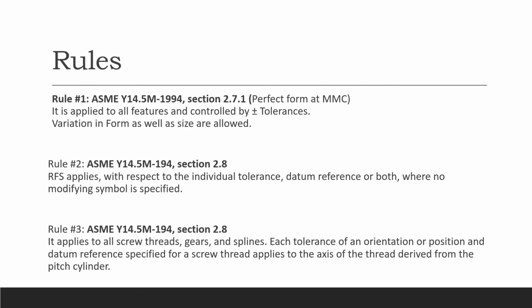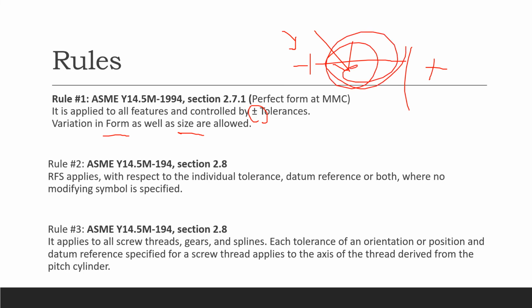So what does it say? Rule number one is applied to all features controlled by plus or minus tolerances. Meaning anything that you want to measure has to be in a particular tolerance or limit. You can't go over that, to have some sort of a standard. So variation in form as well as size is allowed. We're looking at the form and the size. You can have the variation, however, it has to be within the tolerances indicated by plus or minus. Plus minus is just a direction on this side, on that side. You can flip it too, it doesn't really matter. What matters is that there's distance right there.